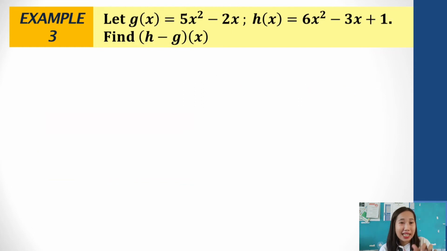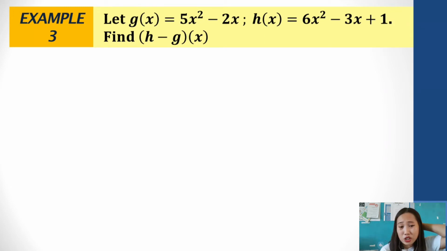Ayan. So, medyo tricky to na example. Kasi gusto kong i-test yung understanding nyo. Kung medyo na-understand nyo ba talaga? Medyo lang ba? Or slight? Or hindi nyo talaga na-understand? Yes. Okay. So, let g of x equals 5x squared minus 2x and h of x equals 6x squared minus 3x plus 1. Find h minus g of x.